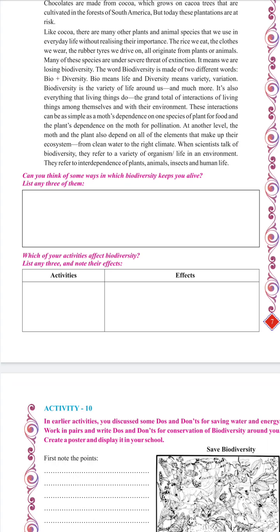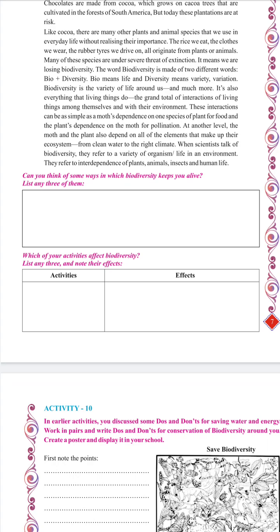At another level, the moth and the plant also depend on all the elements that make up their ecosystem, from clean water to the right climate. When scientists talk of biodiversity, they refer to a variety of organisms or life in an environment. They refer to the interdependence of plants, animals, insects, and human life.